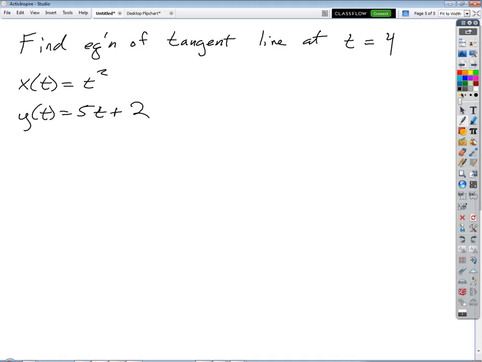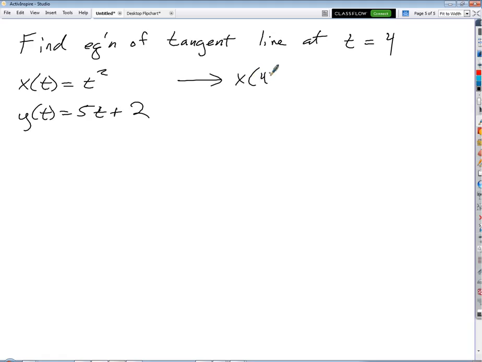What do we say here? If we're trying to find the equation of the tangent line, well, I think we found the point of tangency, right? Yes. When t is equal to 4, we get x of 4 equals 16, and y of 4 equals 22. Okay, so we've got a point of tangency there.